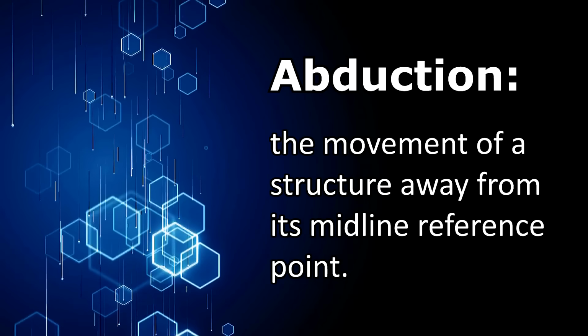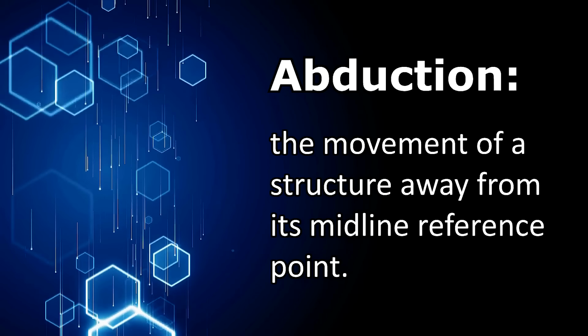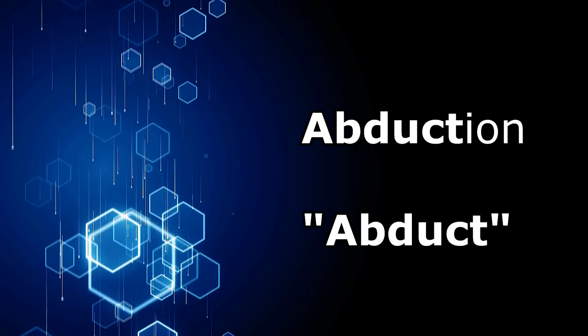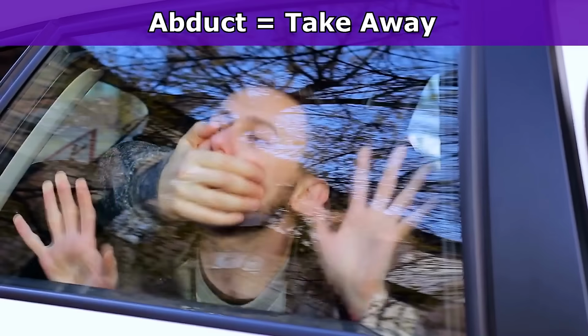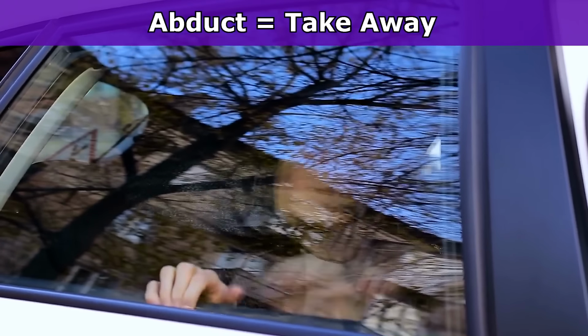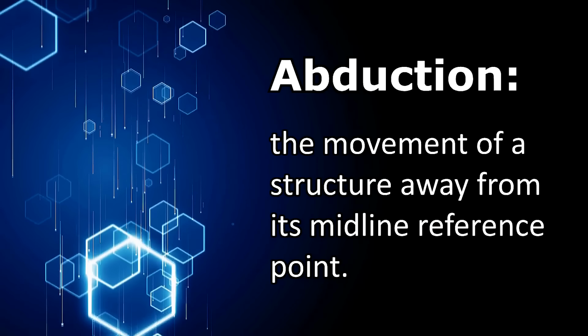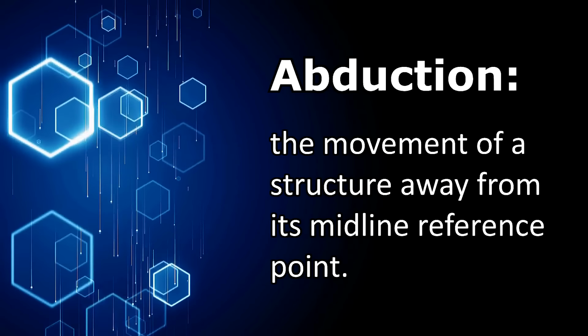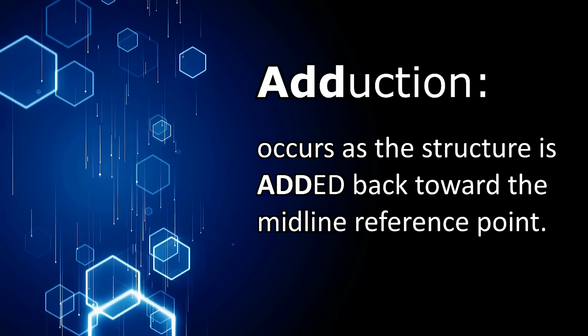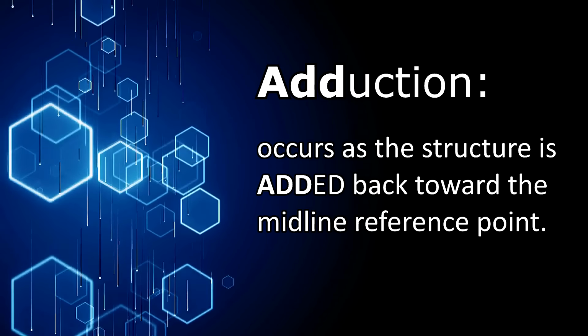So what is abduction? Abduction is the movement of a structure away from a midline reference point. And let the name help you out. What does abduct mean? When you hear on the news that a man was abducted, you know it means that someone took them away. And that's exactly what's going on with this movement. The structure is being moved away from the midline reference point. Now, what is adduction? Adduction occurs as the structure is added back toward the midline reference point.